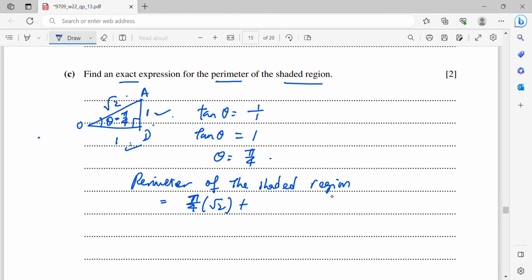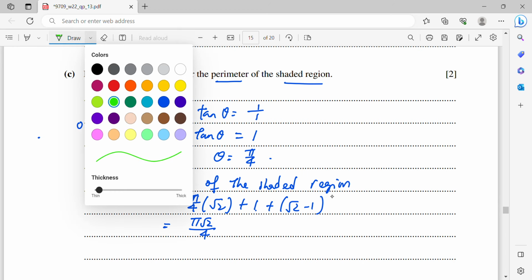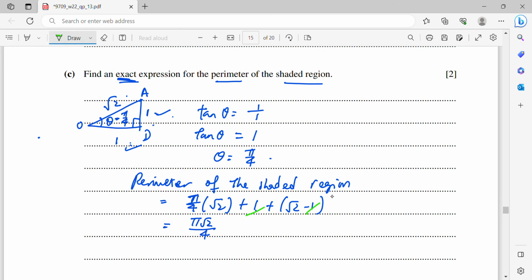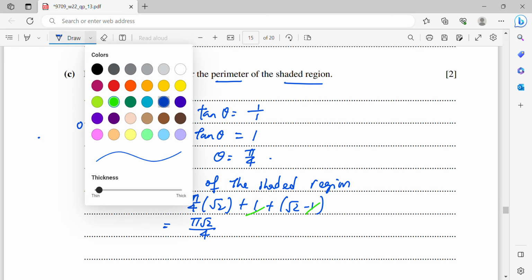So here, plus 1 plus square root 2 minus 1. Okay, since it's mentioned exact, now we need to simplify. The first term is pi root 2 over 4. Then plus 1 and minus 1 simplify to 0, so these two cancel off, then plus root 2.